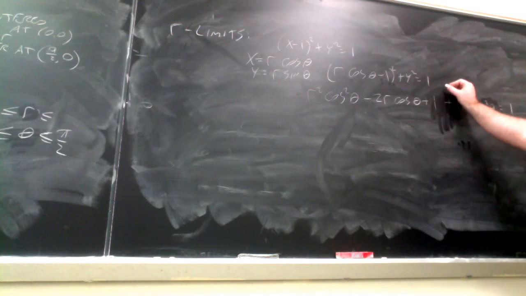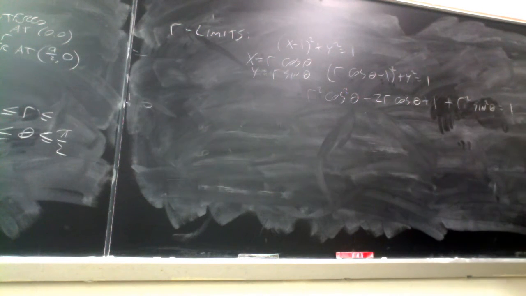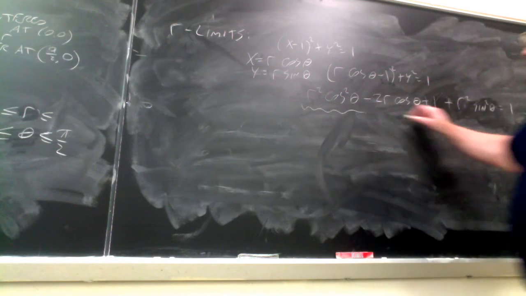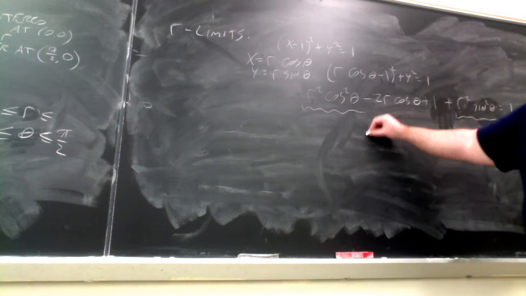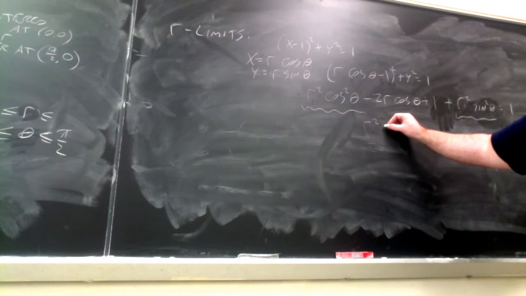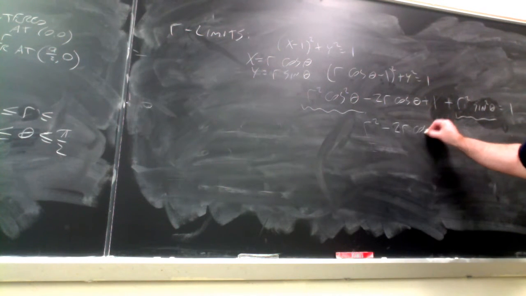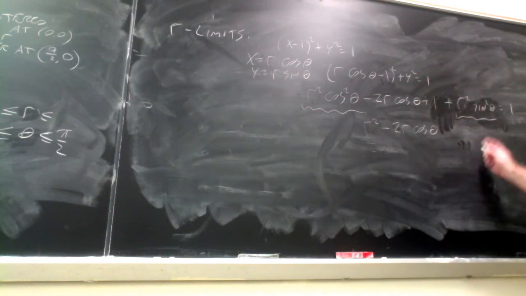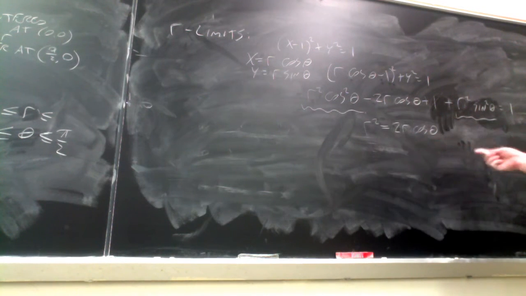But now the 1s will cancel out. What else can I simplify? Sine squared theta plus cosine squared theta equals 1. Yeah, so these terms condense to r squared. So now I have r squared minus 2r cosine theta is equal to 0, or I have this.